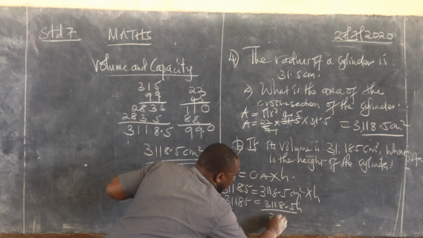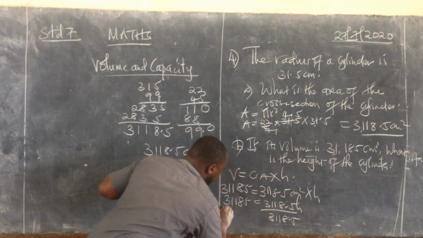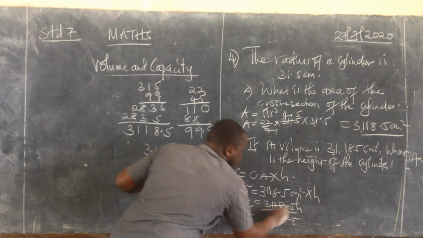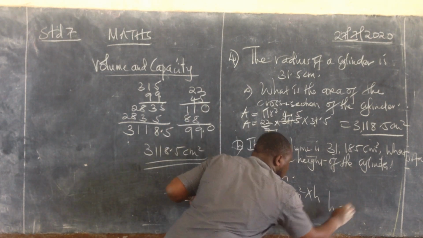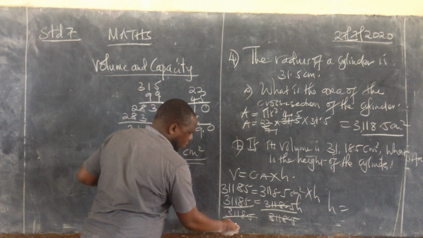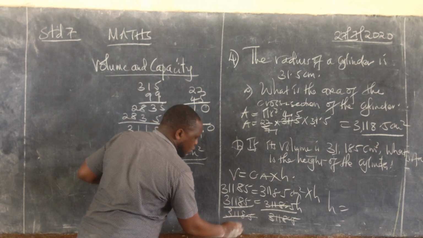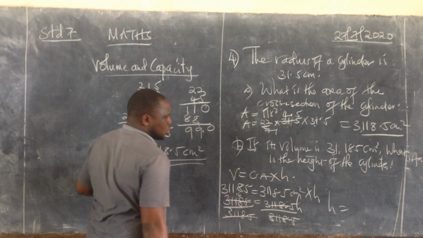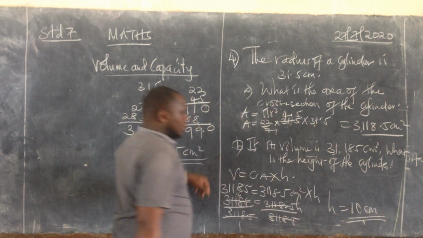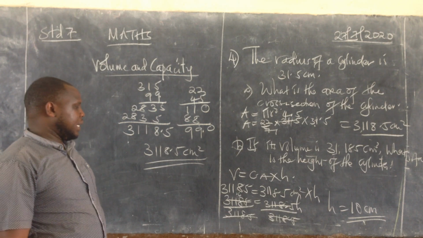So we divide 31185 by 3118.5. This is going to give you, one time is going to be 10. So our height is going to be 10 centimeters.